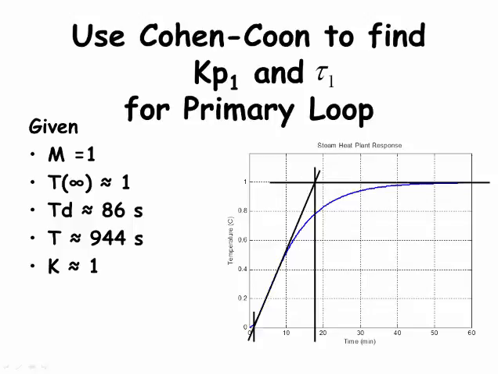With the graph, we add the tangent line and we find k, td, and t using the Cohen-Coon method for tuning the controller. When we are done, we find that Kp is approximately equal to 10 and tau I is equal to 241. More details are in the course packet.